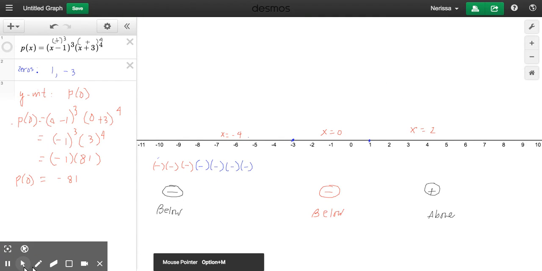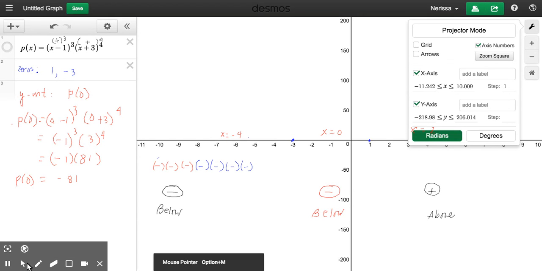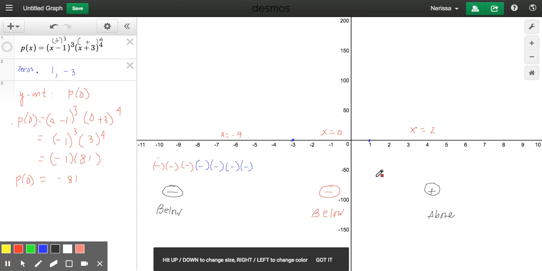So p of 0 equals negative 81. That's our y-intercept. So let's put the y-axis, and it is at 81. p of 0 is negative 81, so maybe somewhere here. This is 75, 80, so maybe 81 is somewhere here.